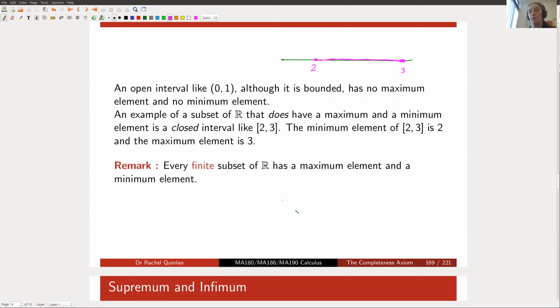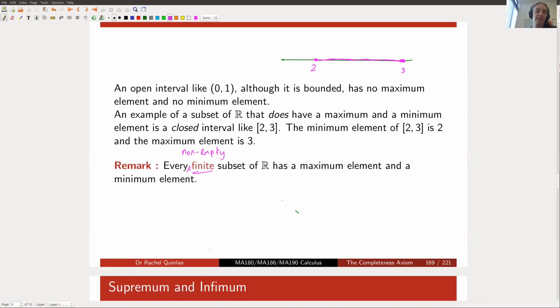But if you left out the 2 endpoints and took everything else, then you wouldn't have a minimum or a maximum element. And so a remark is that every finite subset of the real numbers does have a maximum element and a minimum element. As long as it's not the empty subset, that is, every non-empty finite subset does. Maybe I should be a pedant and write that. The reason, of course, is that if you have a finite subset of the real numbers, maybe it has 20 elements, you can just list them in increasing order from the least one to the greatest one, and it has the smallest one and the greatest one.